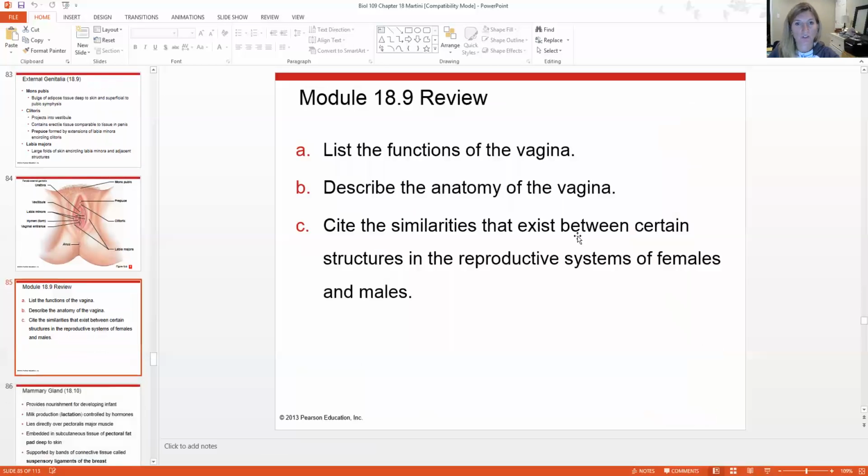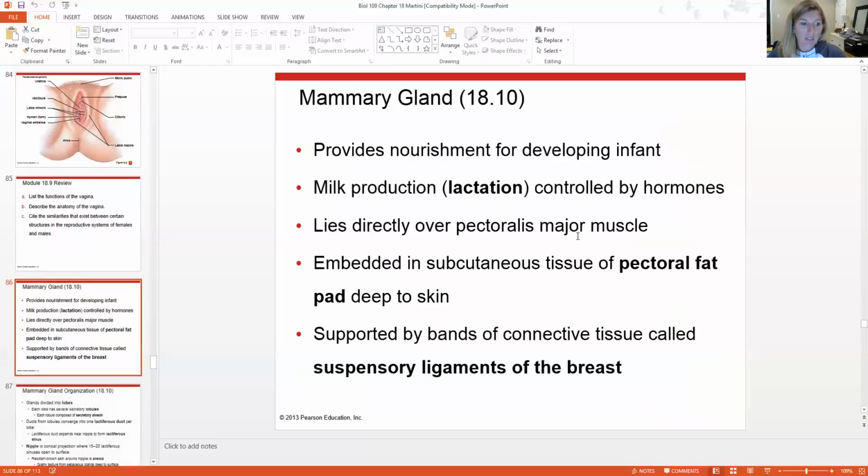You can answer these 3 questions here. Mammary glands, the last little section of the female reproductive tract. These provide nourishment, obviously, for the developing infant. Milk production is the process of lactation. It's controlled by hormones. They lie directly over the pectoralis major muscle.